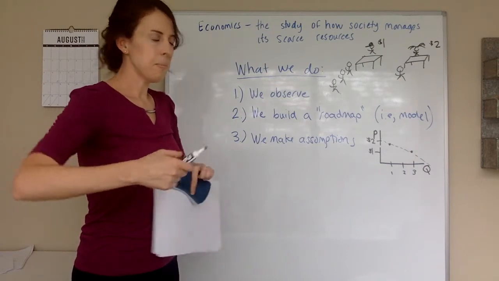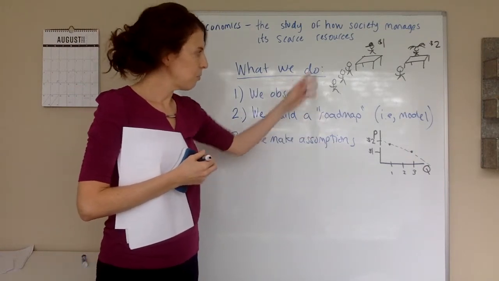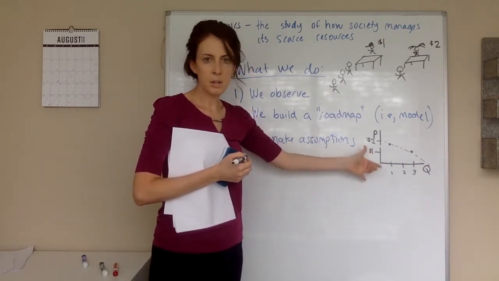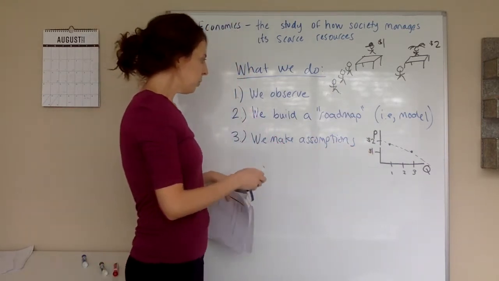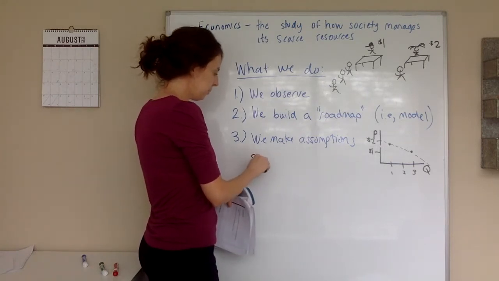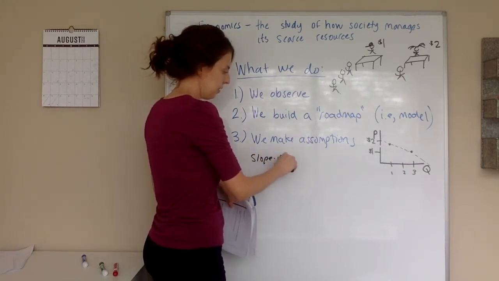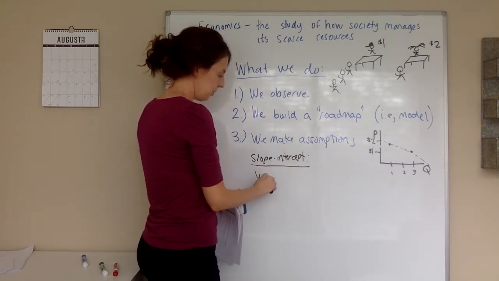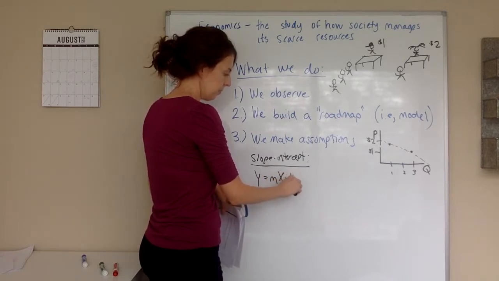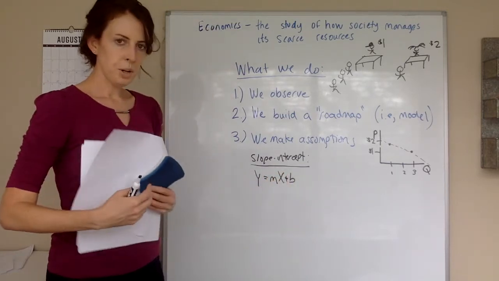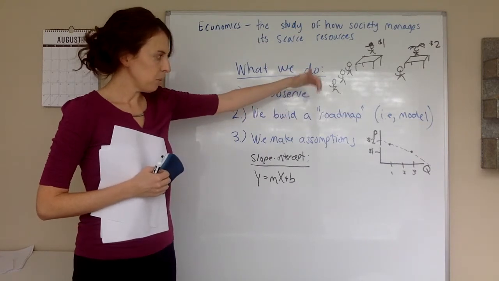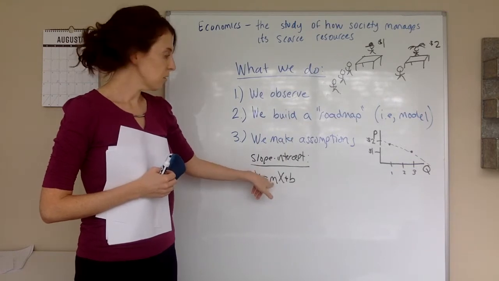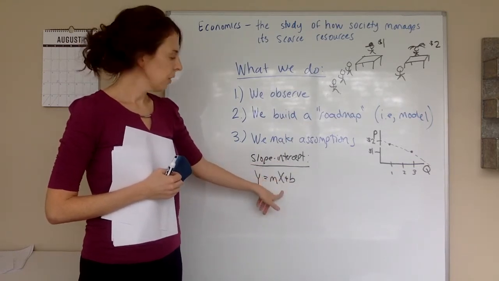Okay, economists don't just draw pictures all day. So we want to take this model and we want to operationalize it and turn it into a formula. So the formula we're going to use here is the slope-intercept formula, which is of the form y = mx + b. And if you recall back to high school days, the y stands for the variable on the vertical axis, x stands for the variable on the horizontal axis, the m stands for the slope, the b stands for the intercept.